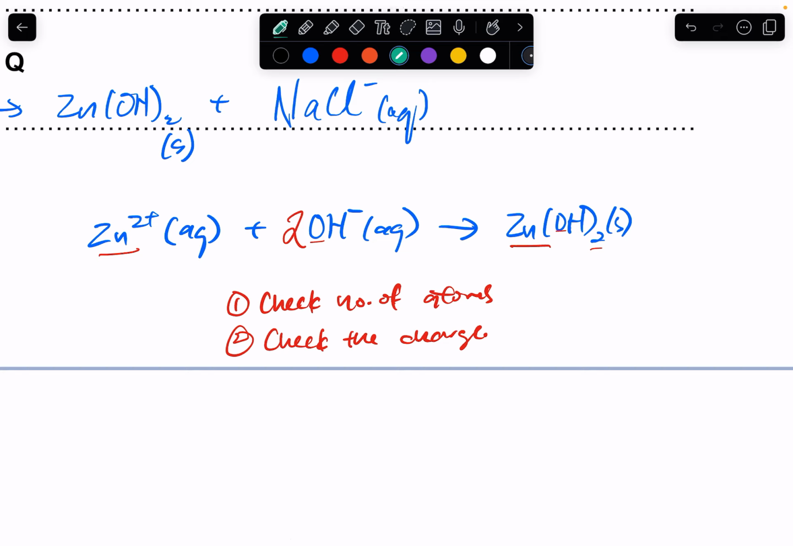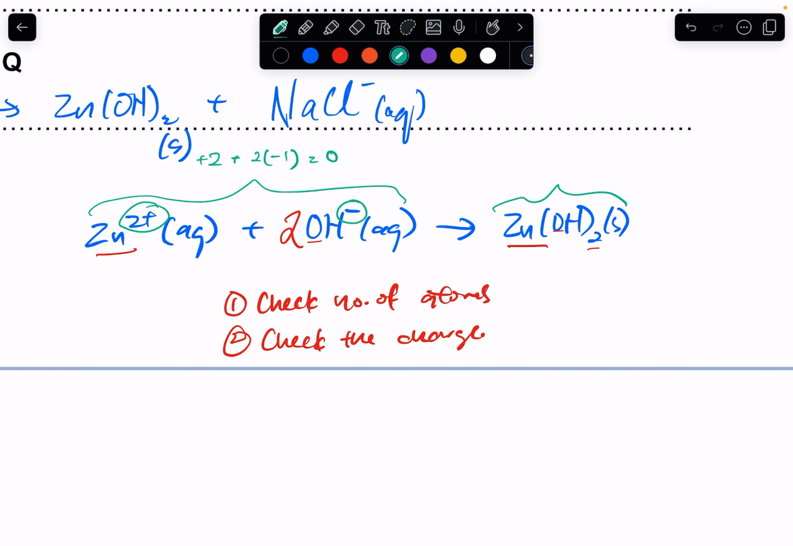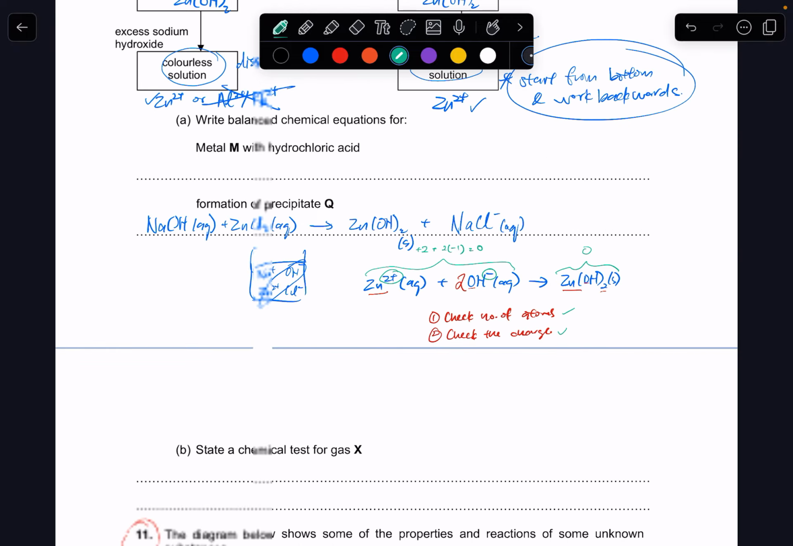Second, we check the charge. Left hand side, 2 positive charge. Let me write the plus in front. Plus 2, plus 2 times minus 1. So overall is 0. On the right hand side, neutral. So the charges are balanced. So we can say that this is a balanced ionic equation.